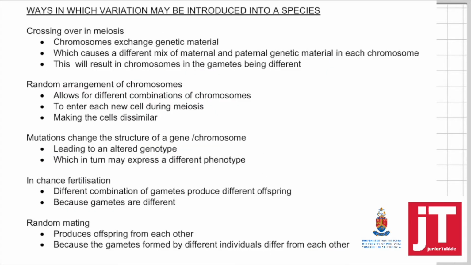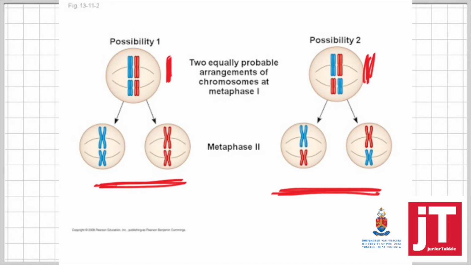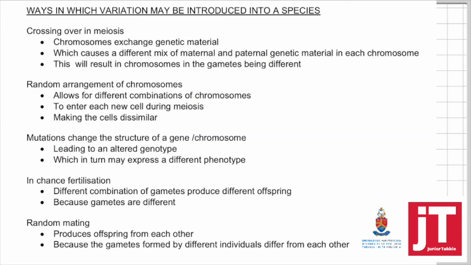The next one is random arrangement of chromosomes. Every time meiosis takes place in the cells in our body, there are different combinations of the chromosomes at the equator. Here's one possibility which can result in these gametes forming, and this is the second possibility that can result in these gametes. These are just 2 possibilities. There are many more possibilities, and that will bring about a greater variation or combination of genes in the gametes. So that was the second one.